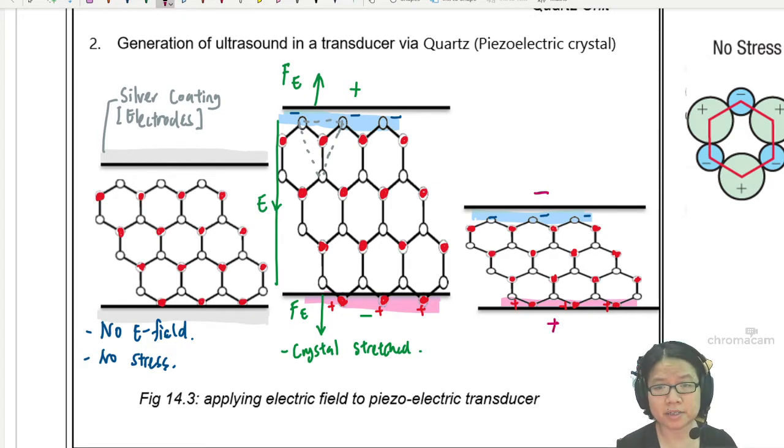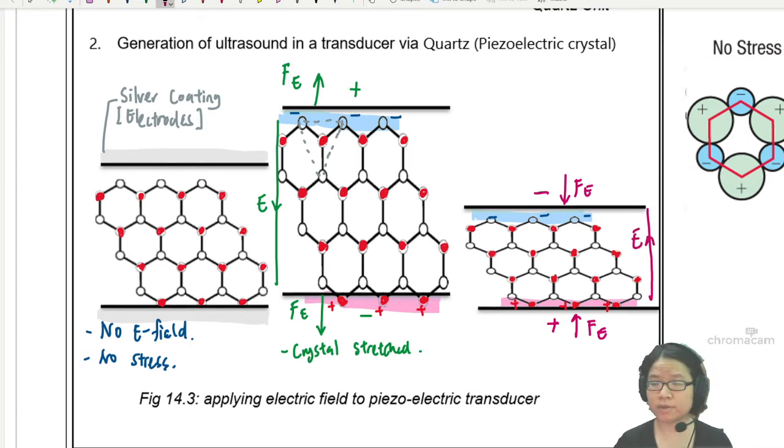Okay, meaning this one will repel. FE will be in this direction. This one will also repel. FE is in this direction. I guess you could also draw the direction of the electric field. Okay, so FE for negative is opposite direction, positive is the same direction. So we place an alternating electric field inside. So in this case, the crystal is compressed. And if we change these two often enough, the entire crystal will vibrate. And this is how you generate ultrasound.